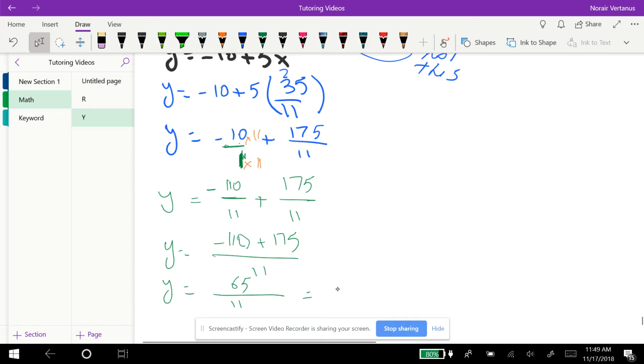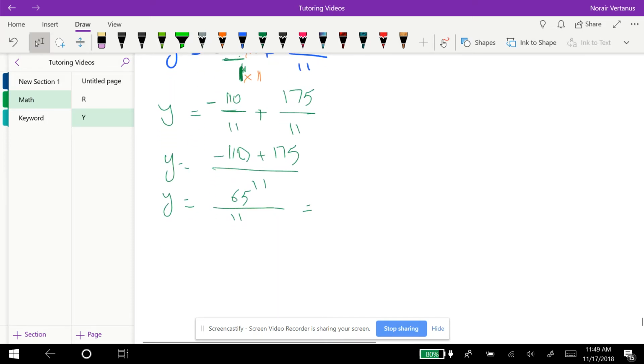And that's equal to, how many times does 11 go into 65? 5, right? 5, and the remainder: 5 times 11 is 55. Subtract from 65 is going to be 10. So 5 and 10 over 11. That's right.